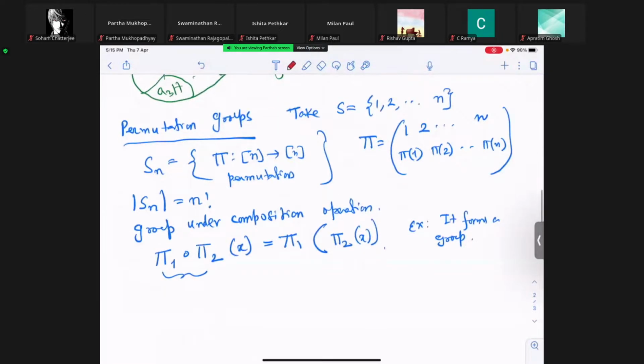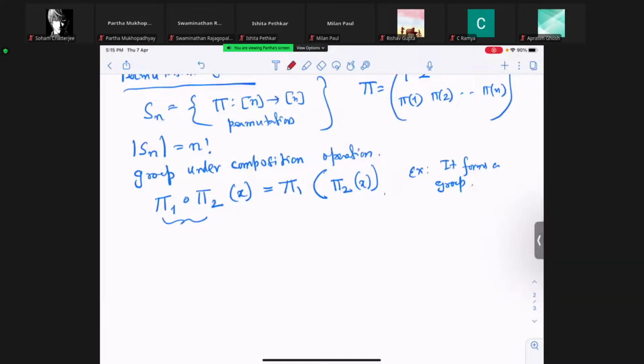And in combinatorics, we will mostly be interested in permutation groups. So permutation groups are the subgroups of the symmetric group.